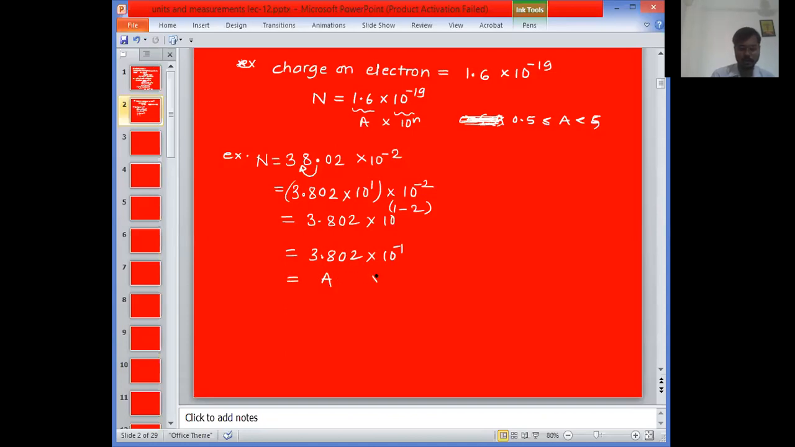So your answer is right. This is how you are going to convert any given number into scientific notation.